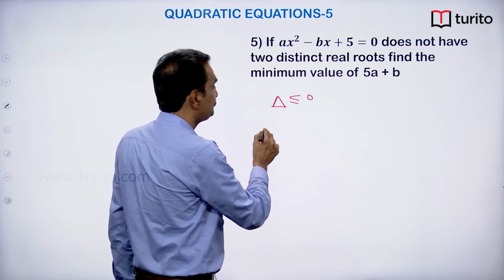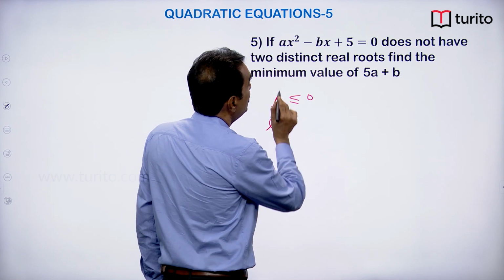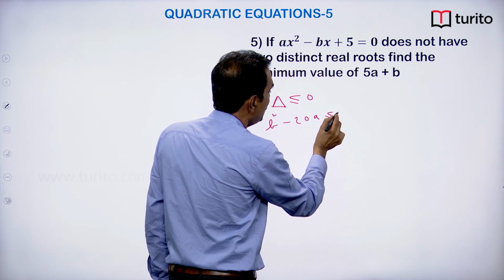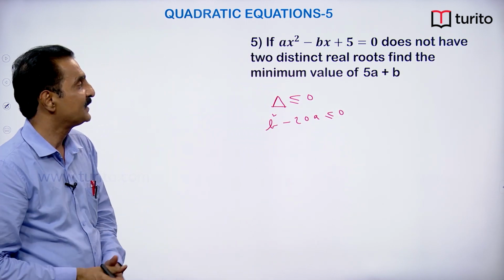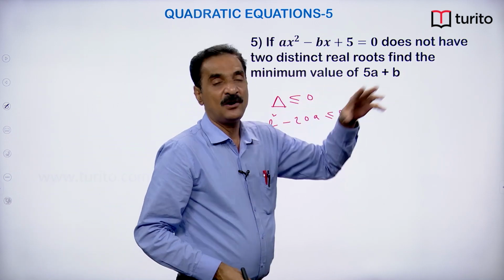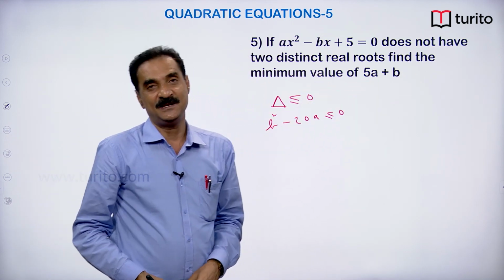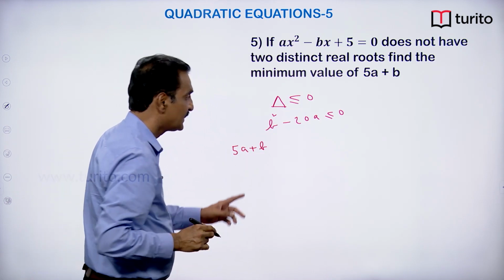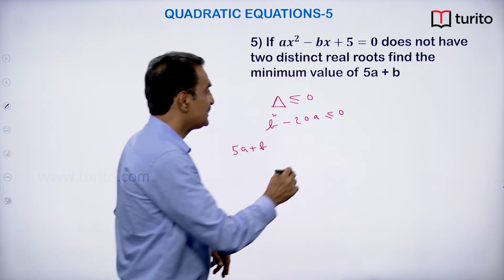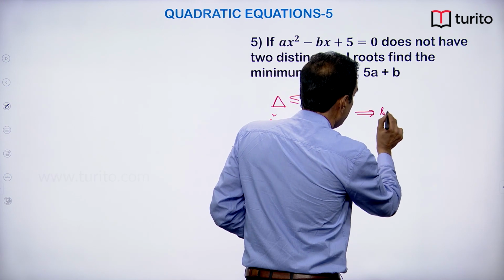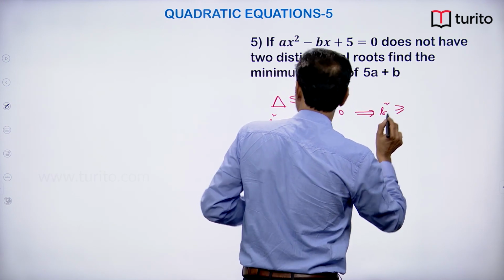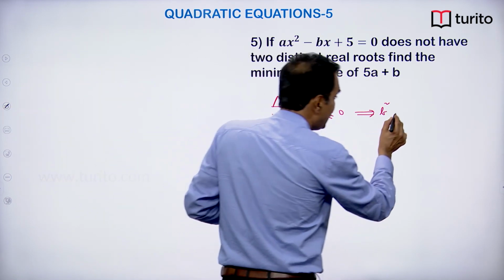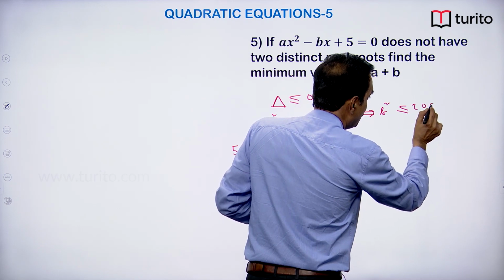What is delta? b square minus 4 into a into 5, that is b square minus 20a less than or equal to 0. This is the condition given. We have to find the minimum value of 5a plus b. Here this condition can be written as b square is less than or equal to 20a.